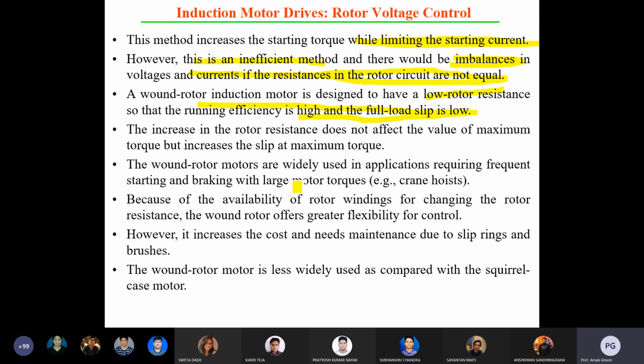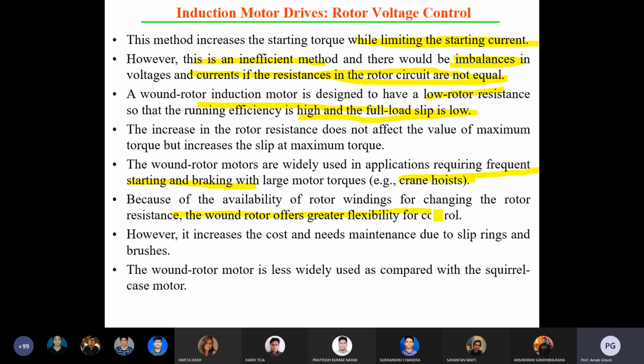Wound rotor motors are widely used in applications requiring frequent starting and braking conditions with large torque. Suppose a crane: large torques are there for the starting condition and braking condition. So that is required for that.